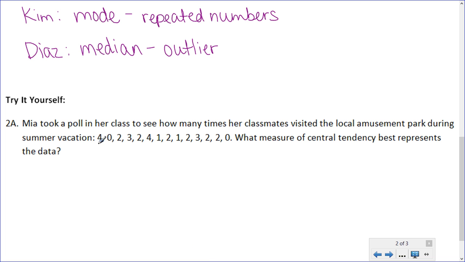So for this one, if you look at the way the data is distributed, all the numbers range from 0 to 4. And there's multiple instances of every single number. There's a couple zeros, there's a couple ones, there's a couple fours, a couple threes, and a whole bunch of twos. So in this case, the mode would have been the most appropriate one because you have multiple repeated numbers.